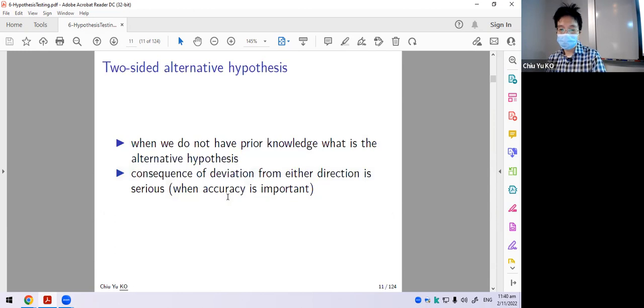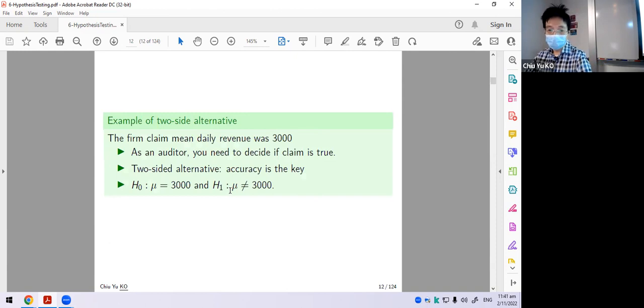And a two-sided hypothesis is when you don't know which way would be more serious, or you actually have no idea what's going on. Two-sided is usually the way you want to specify, unless you know you want to reject in one region. Because remember, the alternative is how you decide your rejection region. That is your choice. So for example, if you are an auditor, the firm claims the mean daily revenue is $3,000.